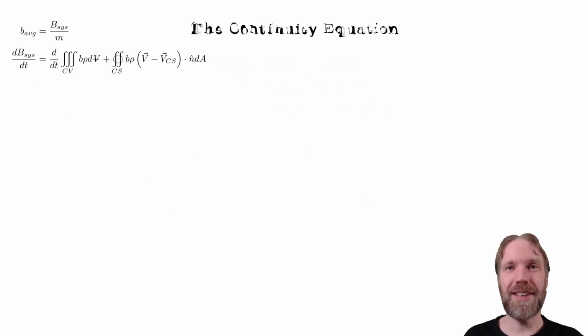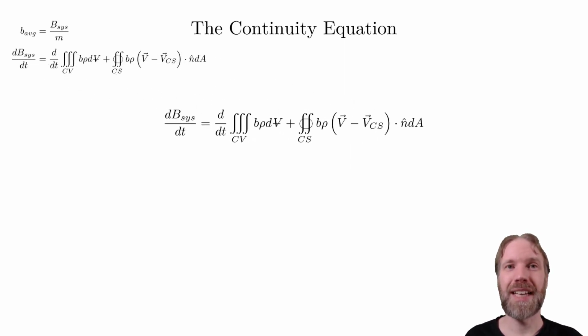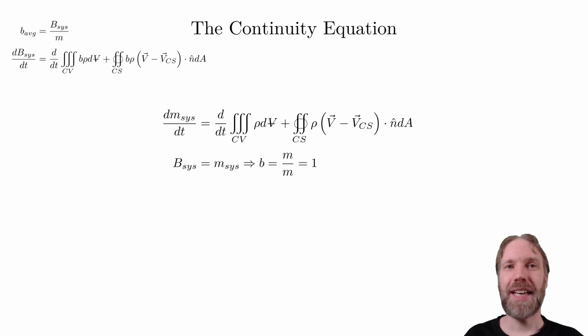To demonstrate this equation, let us use it for the mass, which is the easiest example. Setting B_sys equal to mass, we can directly see that small b becomes 1. Let's insert these into the equation. If you remember the definition of the system, it should always contain exactly the same particles or exactly the same mass. Directly from this definition, we see that dm_sys/dt is strictly equal to 0.